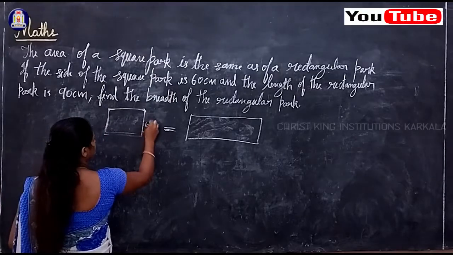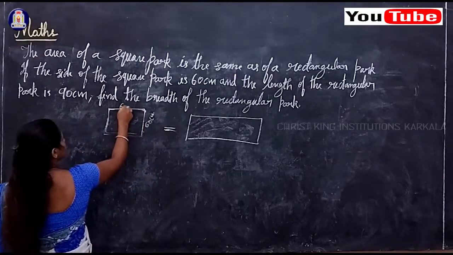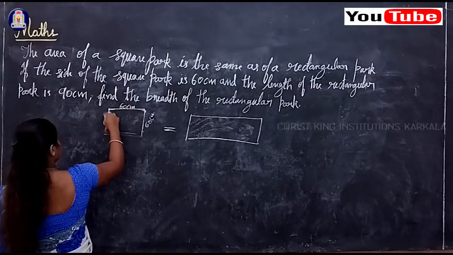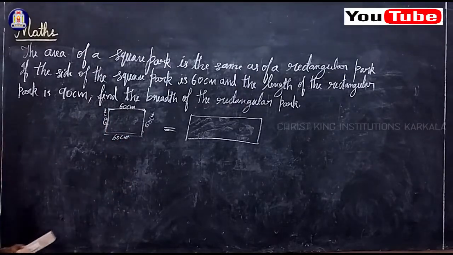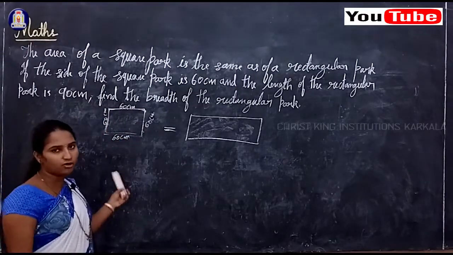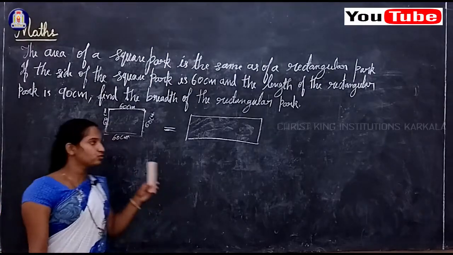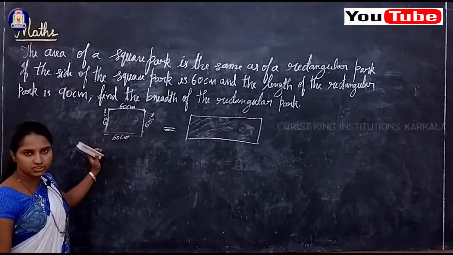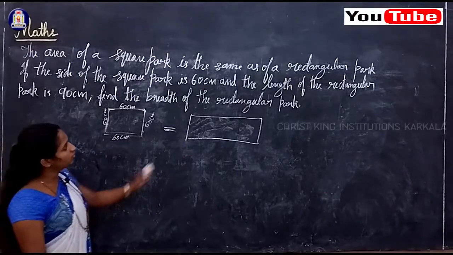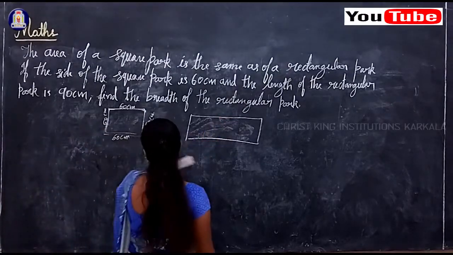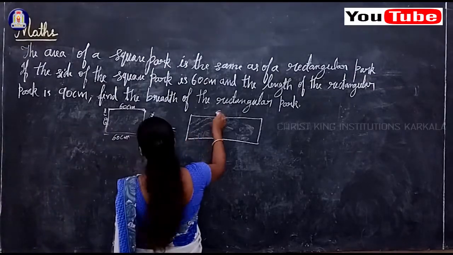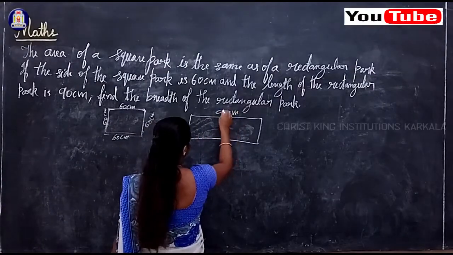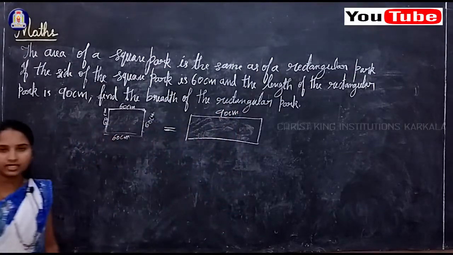you can write the side of the square park is given 60 centimeter. Okay, so if one side is 60 centimeter, then we can say that the remaining sides are also 60, 60, 60. All sides are equal in a square, so 60 centimeter each. Clear? So now in the rectangle, the length of the rectangular park is given. So that is 90 centimeter. So this is the length of the rectangular park.